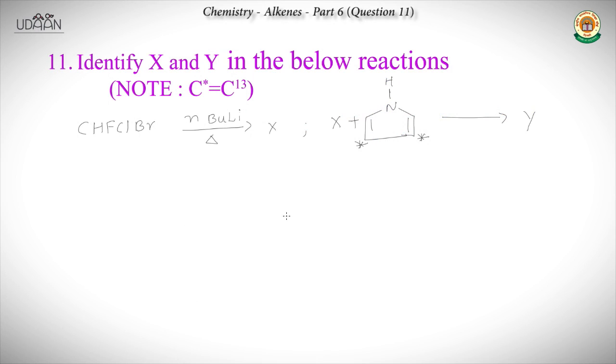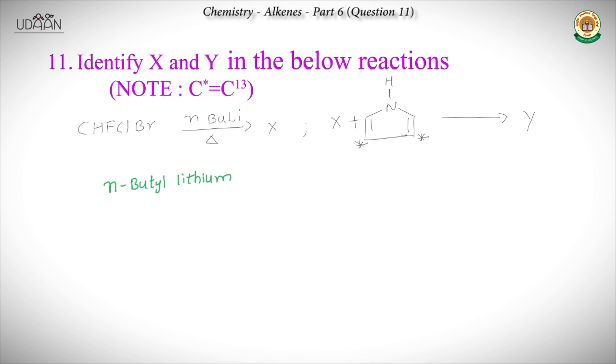Identify X and Y in the below mentioned reactions. You should also make a careful note of the fact that C star refers to carbon 13, the isotope of carbon as such. So, how should we approach this problem, Gopi? Yes. First, the reagent given to us is n-BuLi. It is called n-butyl lithium.